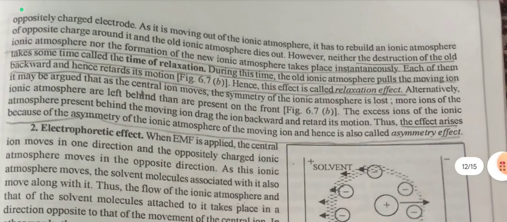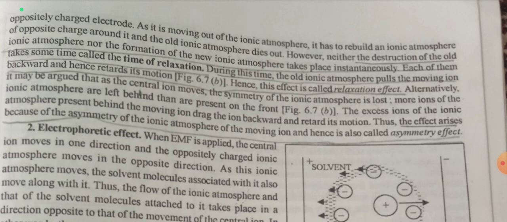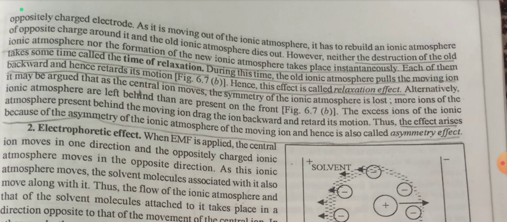moves towards the oppositely charged electrode. As it moves out of the ionic atmosphere, it has to rebuild an ionic atmosphere of opposite charge around it, and the old ionic atmosphere dies out. However, neither the destruction of the old ionic atmosphere nor the formation of the new ionic atmosphere takes place instantaneously. Each of them takes some time, called time of relaxation. During this time, the old ionic atmosphere pulls the moving ion backward and hence retards its motion. Hence, this effect is called relaxation effect.